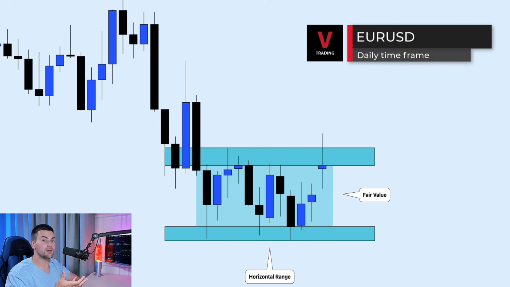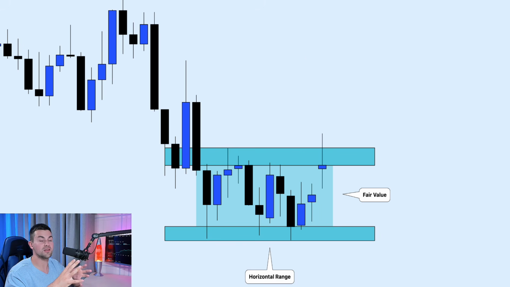Look at the real market example on euro dollar. After quite a strong bearish movement, the market stopped falling. The market started to trade within a horizontal range. It signifies that the market finally found the equilibrium. The market found the fair value. And the range signifies that the market became stable and the market participants agree about current prices.